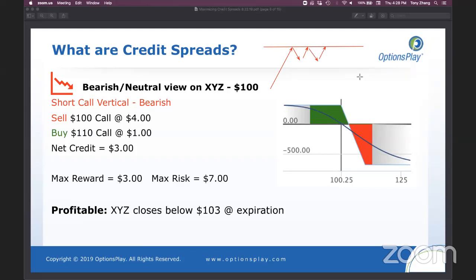So for those of you that are familiar with selling covered calls, you might be familiar with what selling a 100 strike call looks like. Selling a 100 strike call, let's say that collects you $4 in income, will profit as long as the stock doesn't go exceeding above 100. So as long as the stock stays below 100, you'll be able to make money.